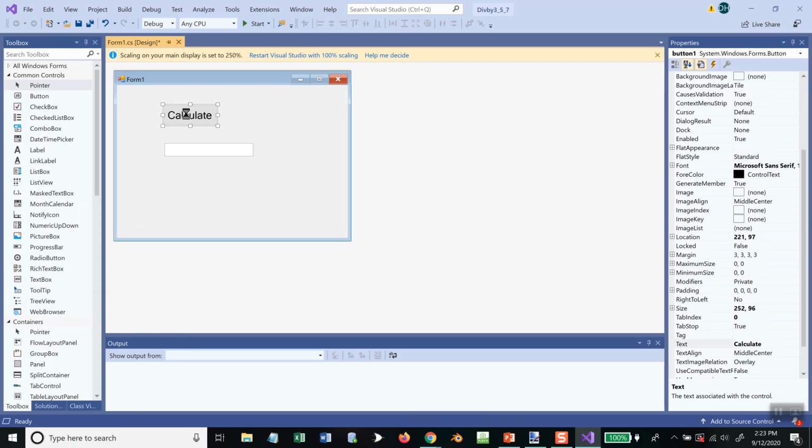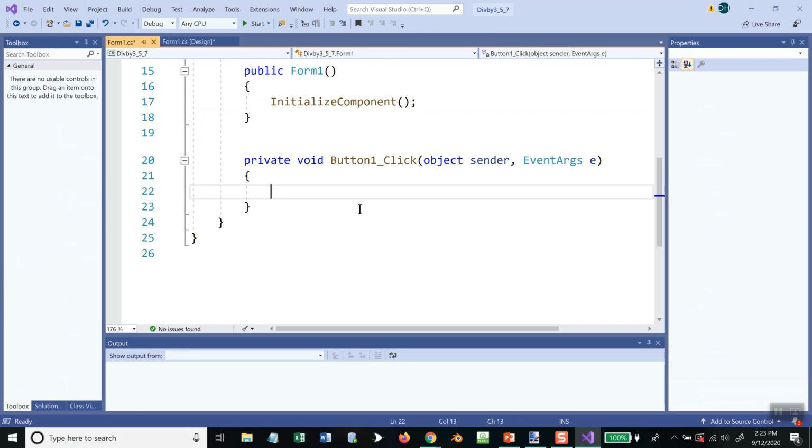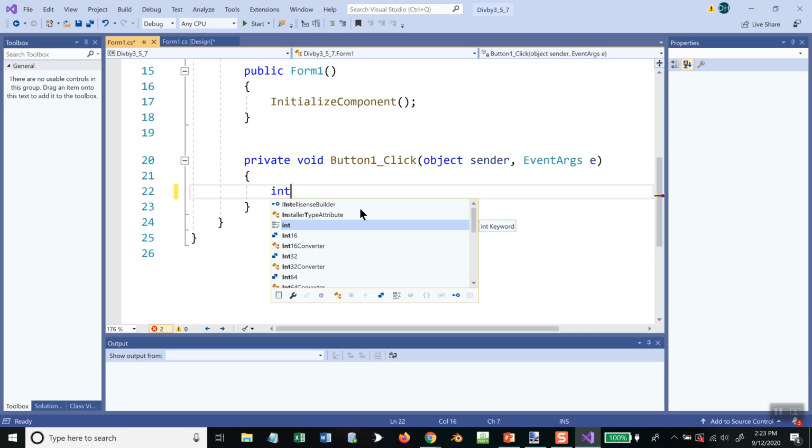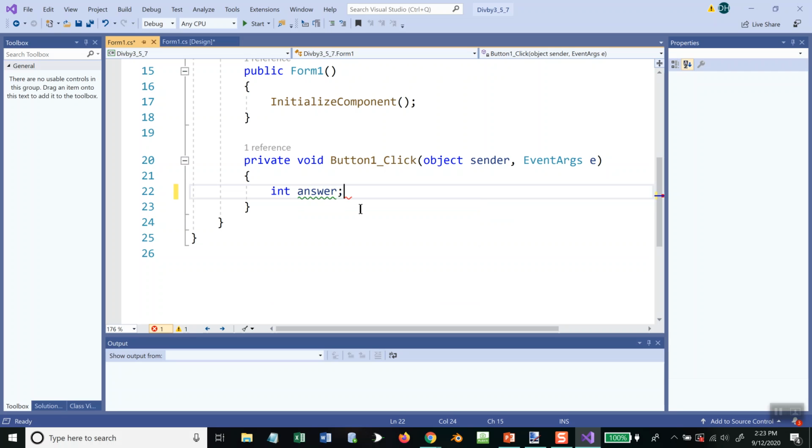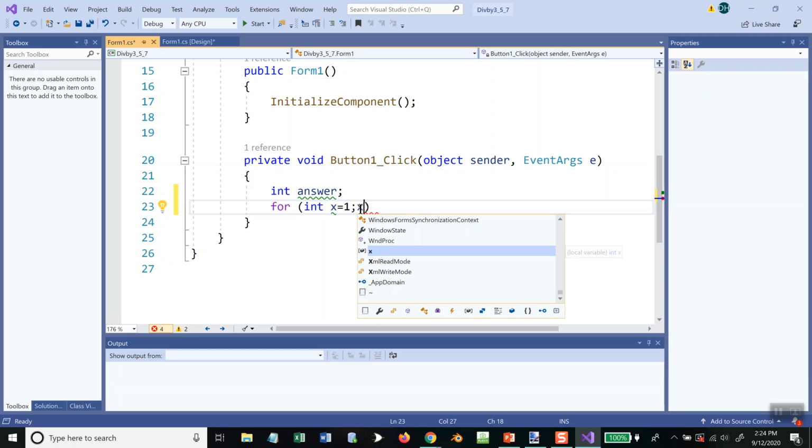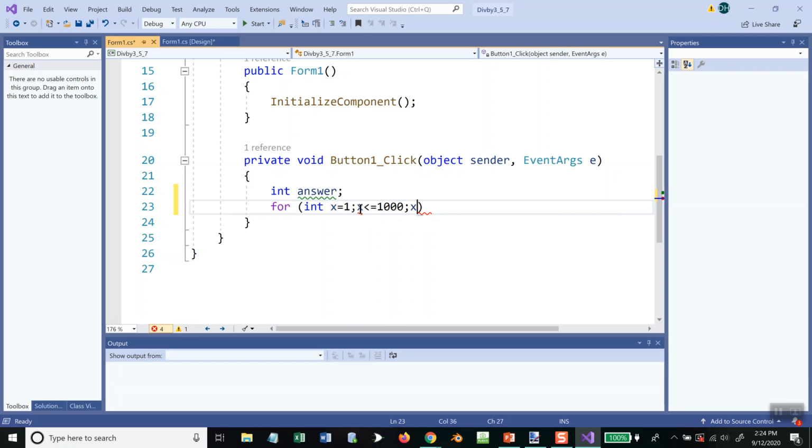Okay, so I'm going to double click that. And I'm going to declare my answer as an integer. And I'm going to have a loop here: for int x equals 1, and I'm going to continue while x is less than or equal to 1,000, and then x plus plus.